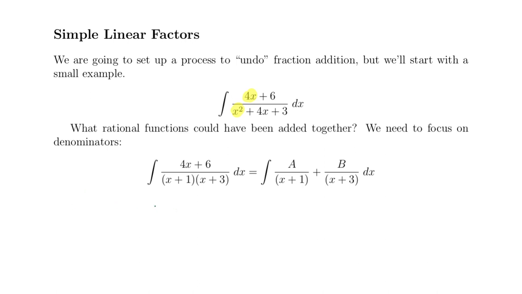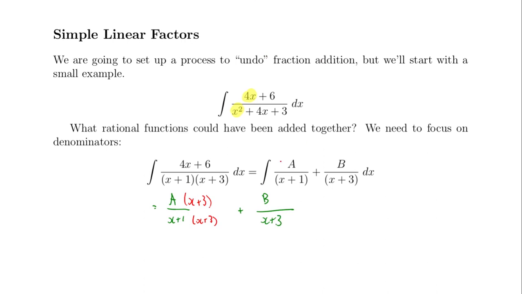Let me start that over. Say this is equal to a over x plus 1, and I'm going to use different colors here. I'm going to multiply this fraction by x plus 3 in the top and x plus 3 in the bottom. And then I've got b over x plus 3, and I'm going to multiply my other denominator, x plus 1, in the numerator and denominator. And all this to say ax plus 3a plus bx plus b over x plus 1, x plus 3. That is still equal to this first fraction.